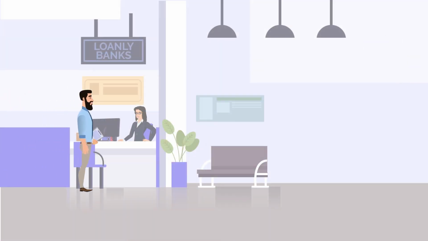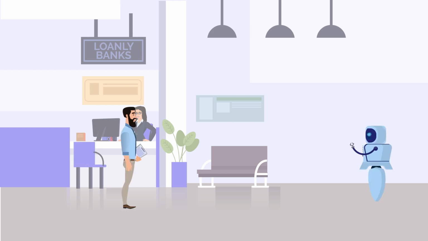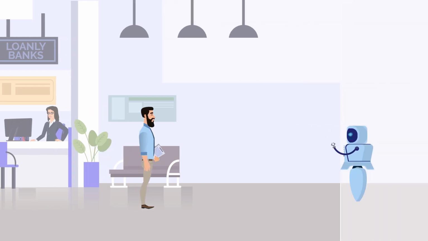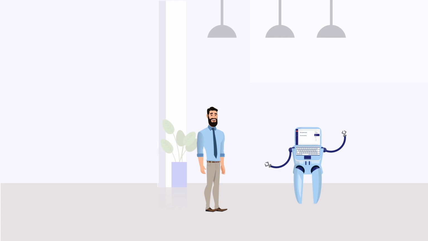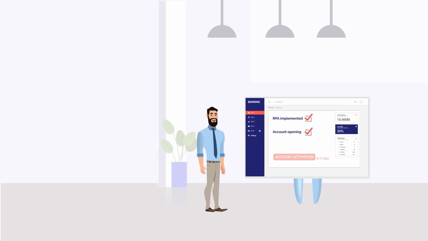Rob revisits the bank to check on a loan approval and a credit card approval, where he finds the Lonely Bank has implemented the RPA process and has faster turnarounds.